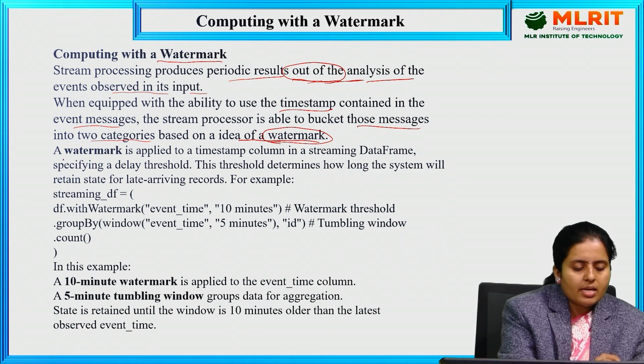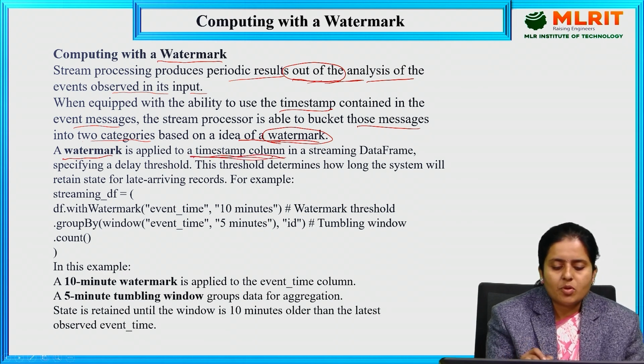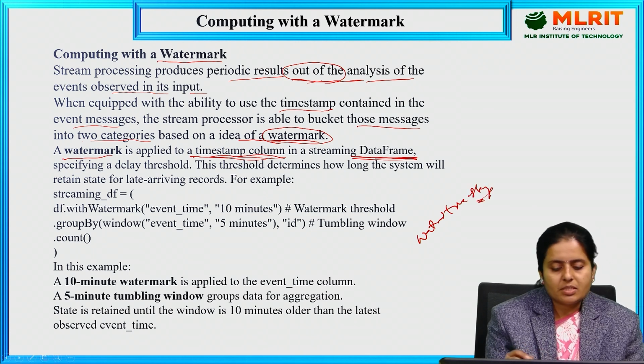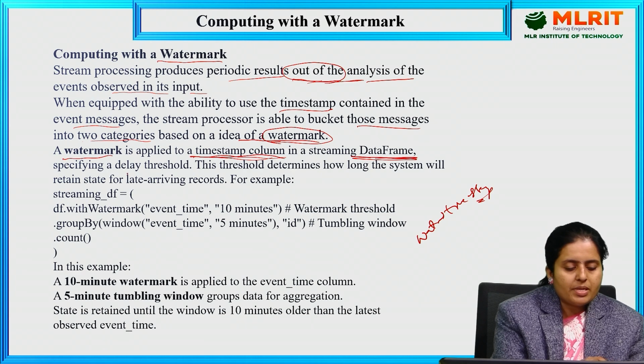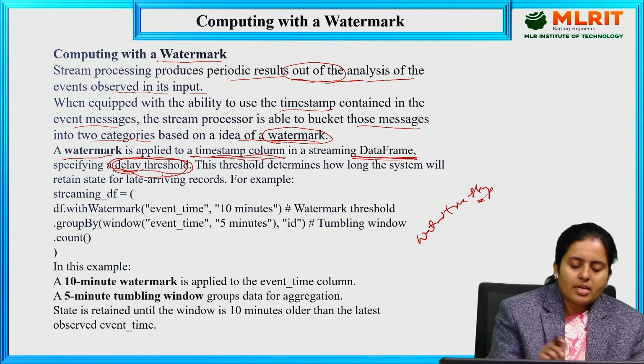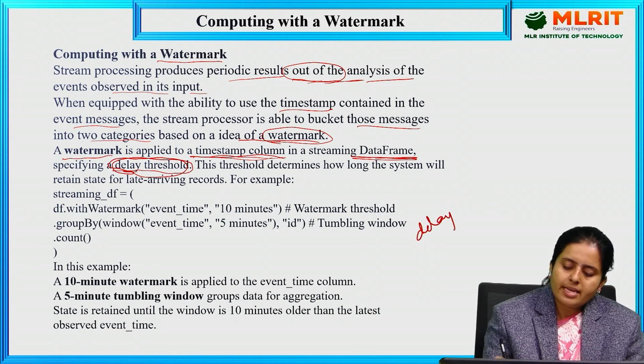A watermark is applied to a timestamp column. We have to apply the watermark on the timestamp column in a streaming data frame. Watermark works with respect to the timestamp in the data frame, specifying a delay threshold. Here the watermark represents the delay threshold. We can say how much delay has happened while generating the event, so we can call it a delay threshold.